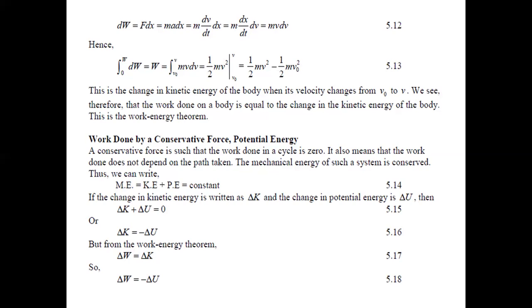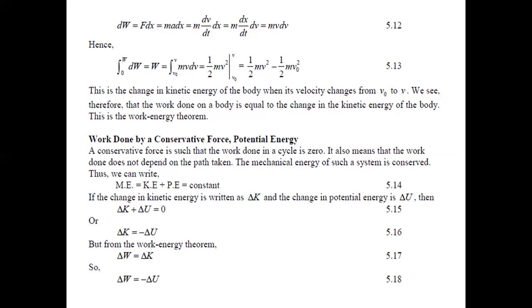Hence, the work done, the integral from 0 to W of dW, is W, which is the integral from v0 to v of mv dv, which is half mv squared from v0 to v, which is half mv squared minus half mv0 squared. This is the change in kinetic energy of the body when its velocity changes from v0 to v. Therefore, the work done on a body is equal to the change in the kinetic energy of the body.